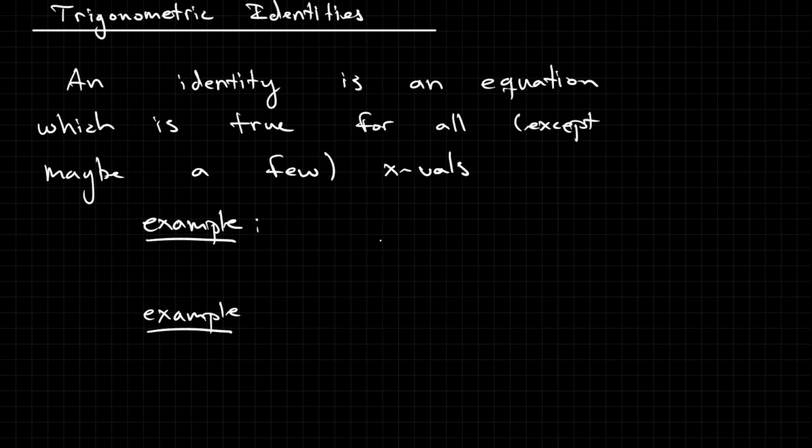In this sequence of videos, we're going to discuss trigonometric identities. Now, an identity, notice no trigonometric adjective here, is an equation which is true for all x values except maybe a couple. So for example, x squared over x is the same thing as x except for x equals 0. X squared over x equals x, I would say that statement is an identity.